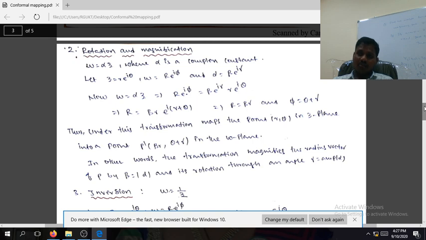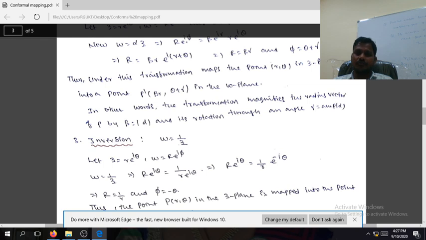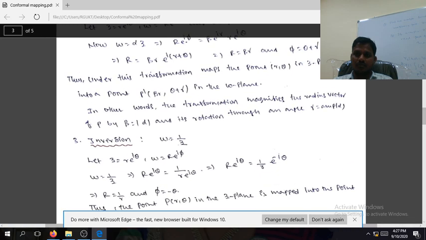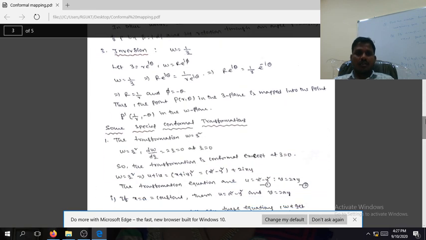Now coming to the third standard transformation, inversion. Right, here it is inversion. Inversion is W is equal to 1 by Z. Z is equal to r e to the power of i theta, that is standard. If I take Cartesian coordinates, I take the complex number Z as x plus i y. In polar coordinates, I take the standard formula for a complex number, r e to the power of i theta.